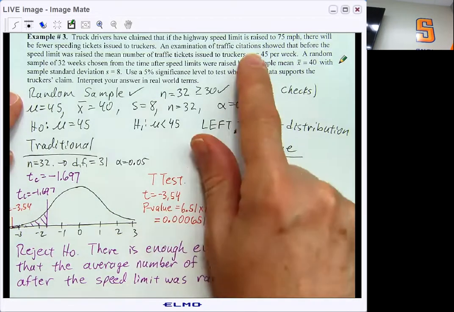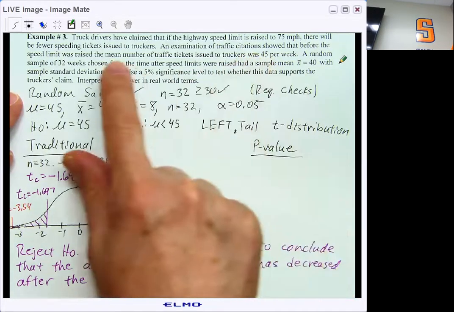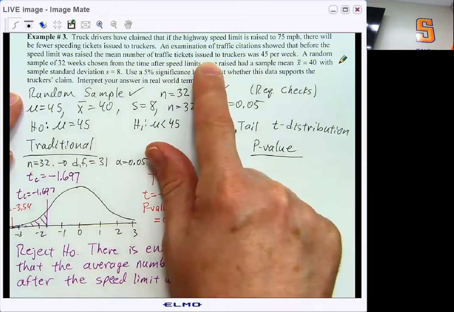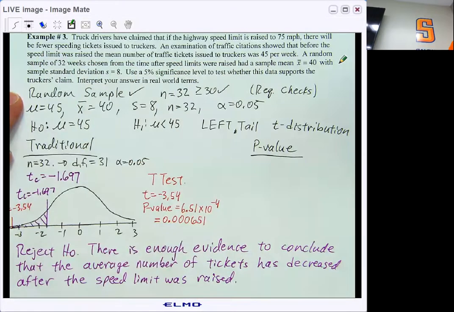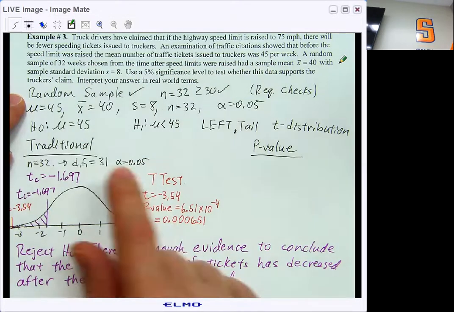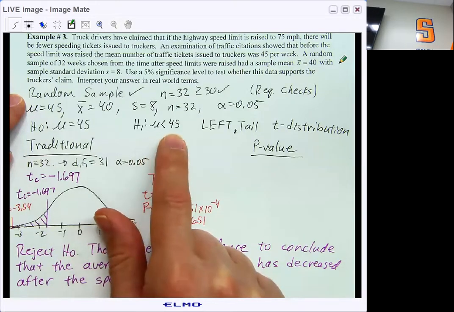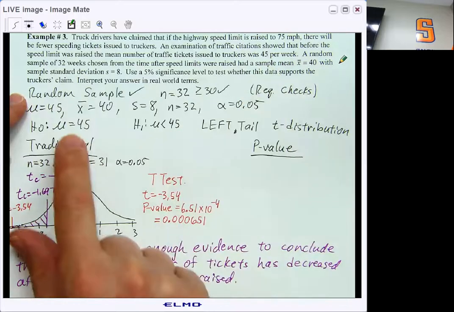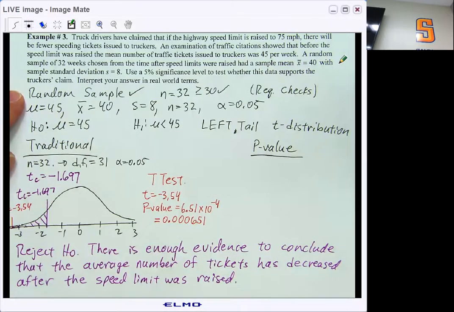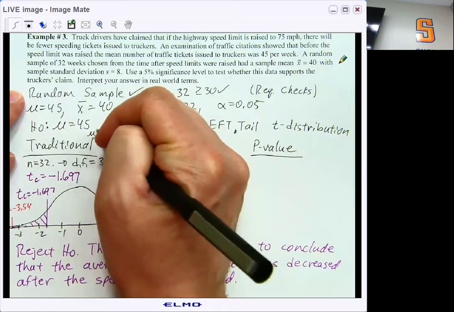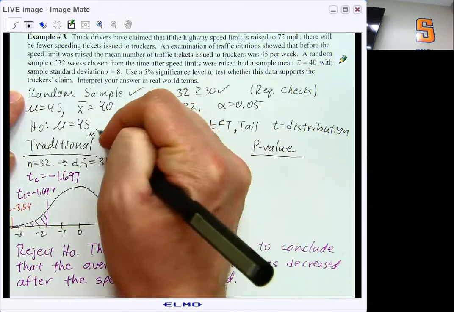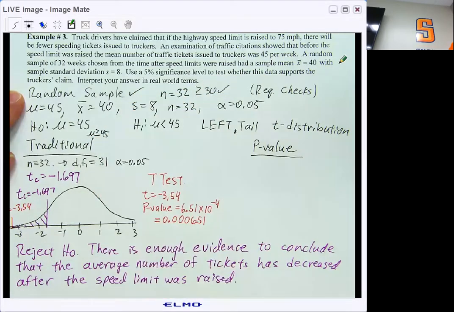So the trucker's claim was that the number of traffic tickets would decrease, that we'd have fewer traffic tickets. So that tells me that my alternate hypothesis is that the average number will be less than what it normally is, which is 45. So my null hypothesis is that it is 45, or if you want to get really super technical, mu is greater than or equal to 45.